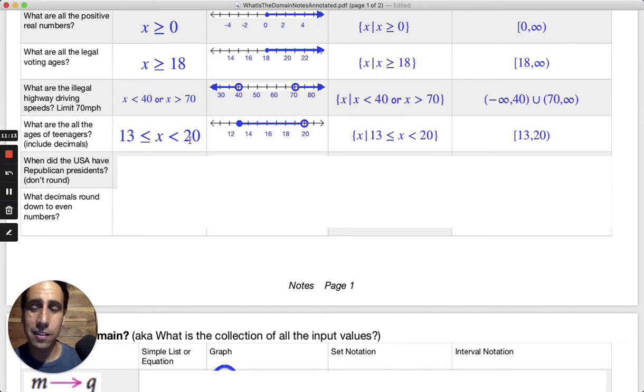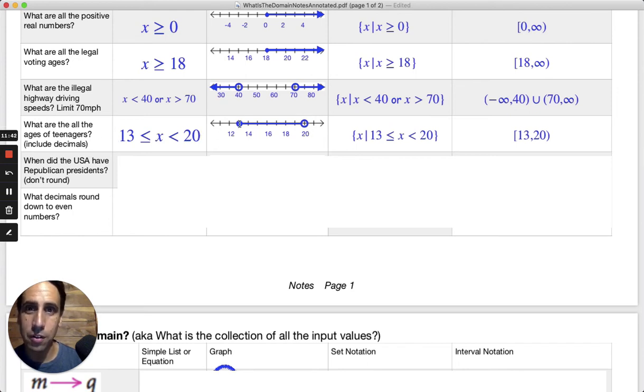If you are 19 and 11 months and 29 days, or if you're 19.999999 years old, on the eve, a few seconds right before your birthday, then you are not yet 20, and we want to still be able to shade that in. And any number less than 20 and greater than or equal to 13 should be shaded in. So that's how you express it simply. That's how you shade it.